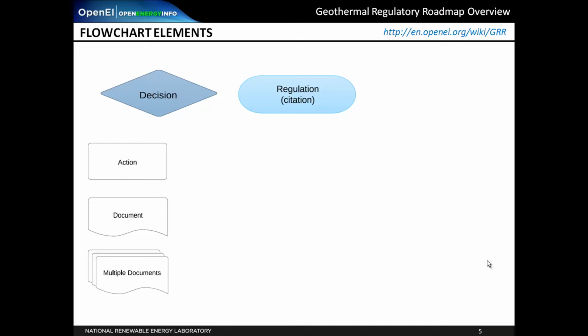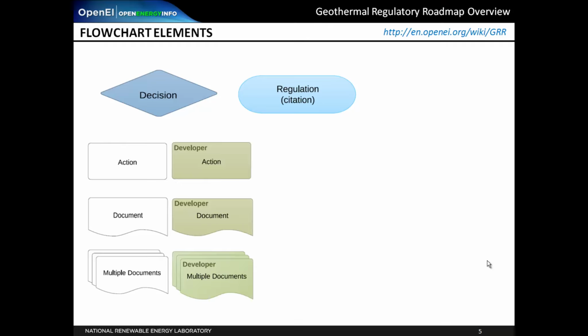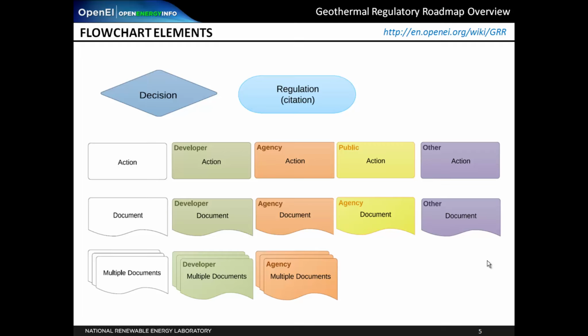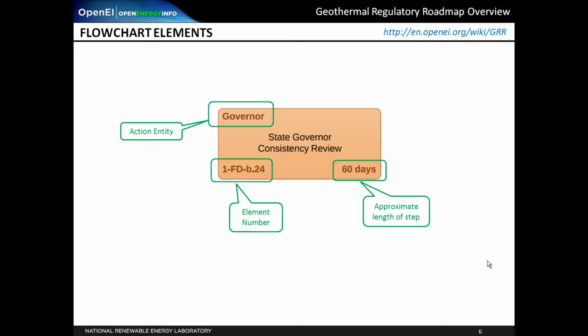Different colors are used for action and document elements and indicate the responsible party. Green is used to indicate a developer action or document. Orange is used to indicate an agency action or document. Yellow is used to indicate public participation. Purple is used to indicate some other entity action or document, for example, an action taken by a tribe or utility. Gray action boxes are used to direct the user to another page or flowchart.